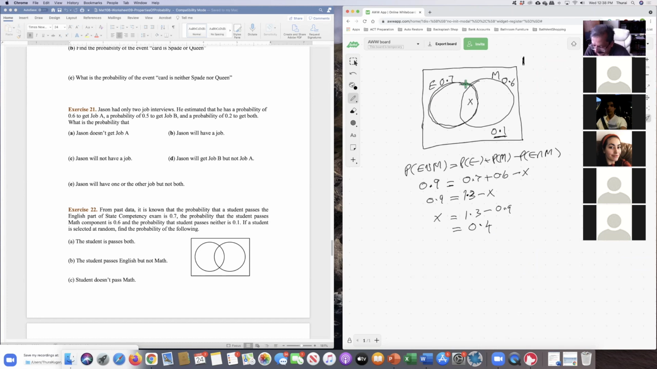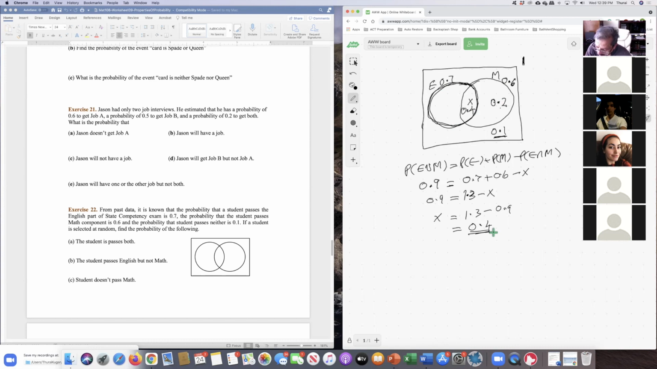I thought we were talking about E. Right, okay. E union M is 0.9 and all of E is 0.7. So if I take away 0.7 from 0.9, that'll give me this side, 0.2. So you can do that first, and then if you take that 0.2 away from 0.6, that'll give you the intersection, which is 0.4. We found the same number here, so either way is correct. You apply whichever you're comfortable with.